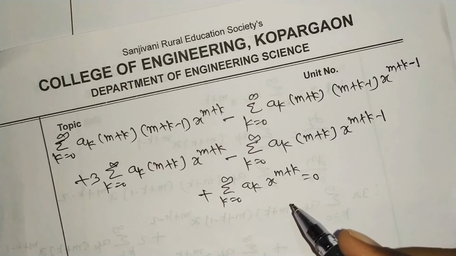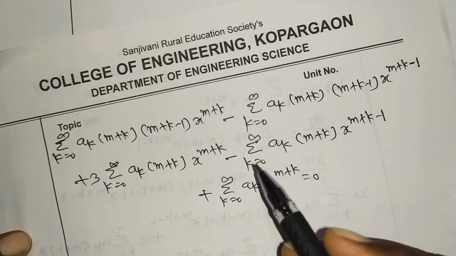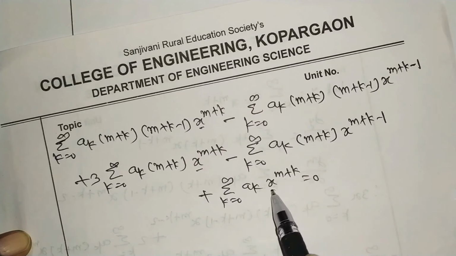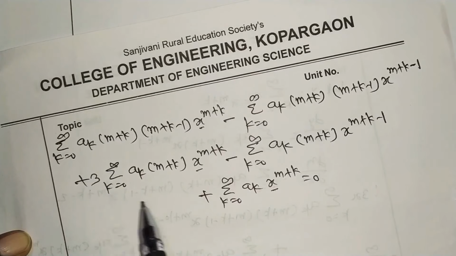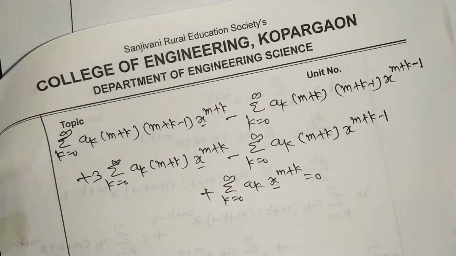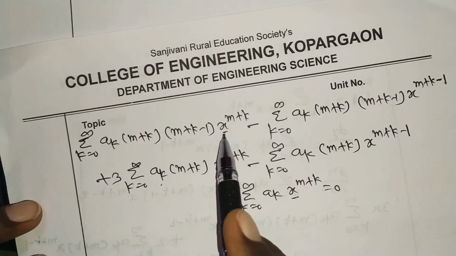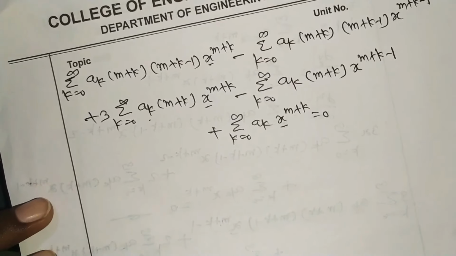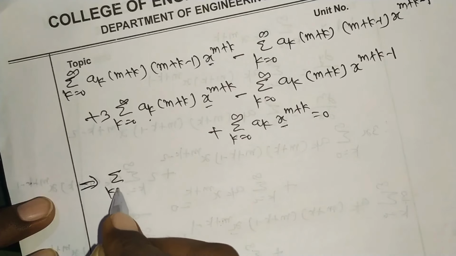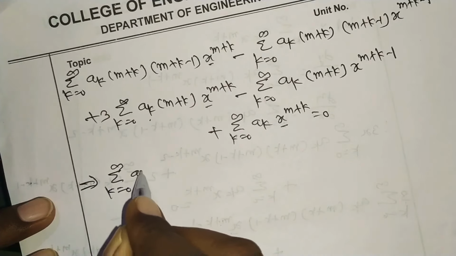Now if you observe all the series here, x raised to m plus k, here x raised to m plus k, here x raised to m plus k, and in all three series k starts from 0 to infinity. So we can combine these series and take x raised to m plus k common from them. So this implies summation of k varies from 0 to infinity.